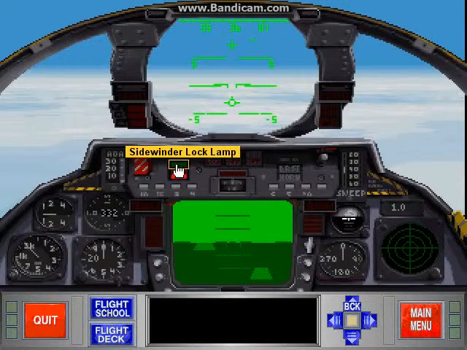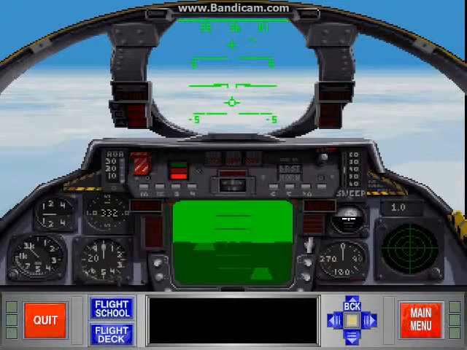The Sidewinder lock lamp illuminates when your Sidewinder has acquired a target. Using this lamp, you can tell if your Sidewinder has locked onto an enemy plane, even if your radar has been turned off.